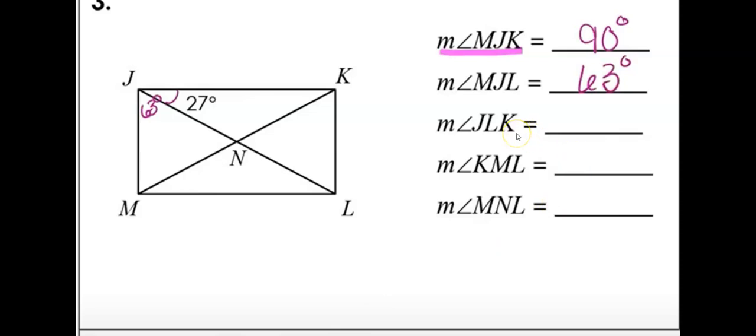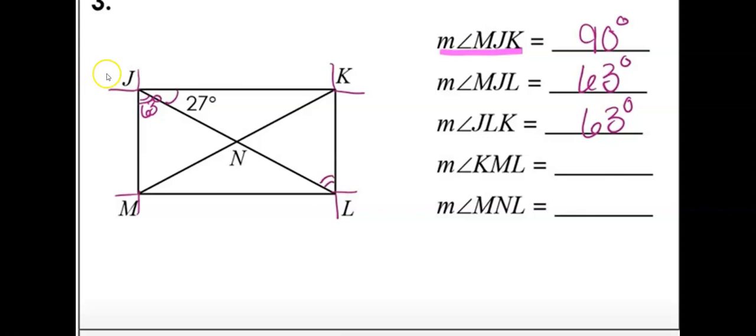This next one is asking for the measure of angle JLK. If you notice about JLK, they're going to be alternate interior angles because if you recall, these lines are parallel. So we use one of those properties. If they're alternate interior, they're going to be congruent. So if MJL was 63, JLK will also be 63 degrees because they are alternate interior angles.